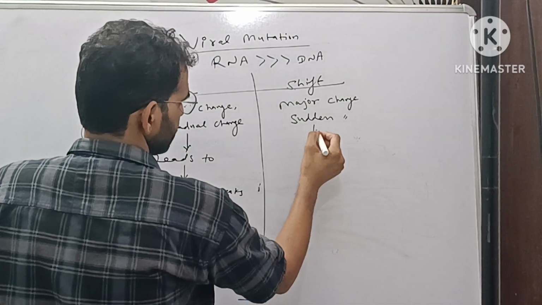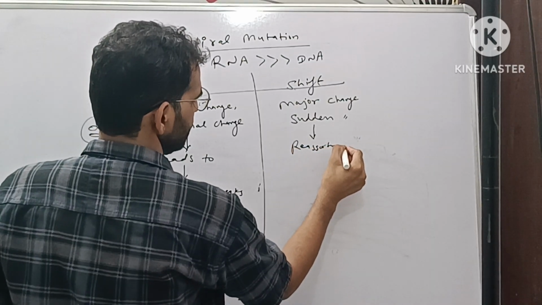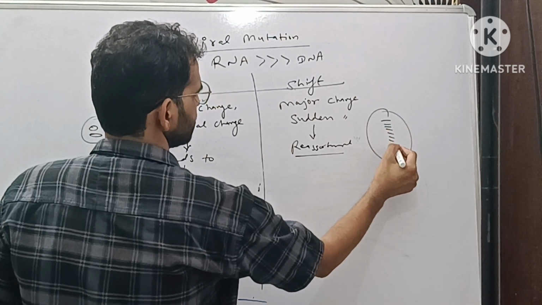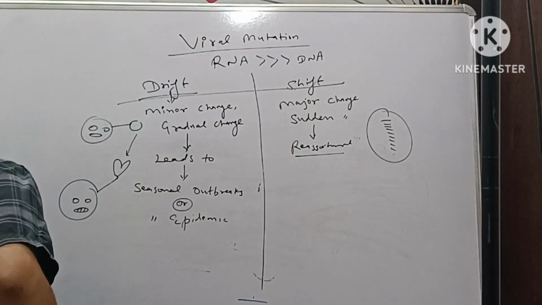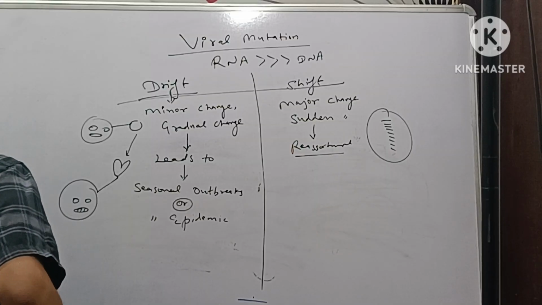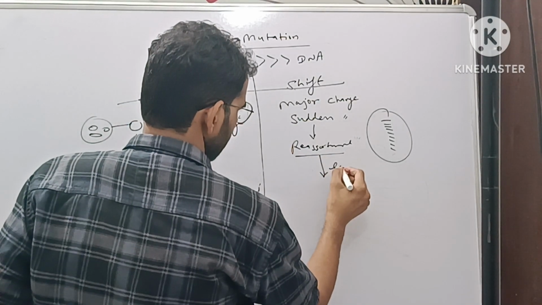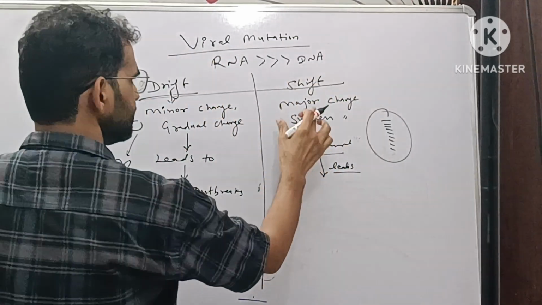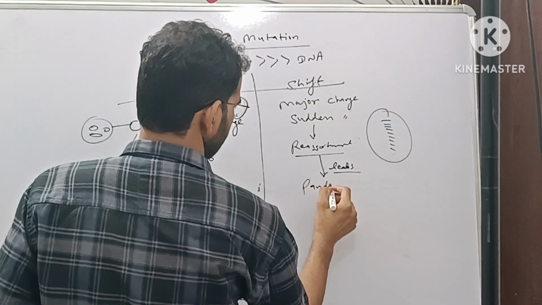Then we discussed the shift. Why does it occur? Because of reassortment of these 8 segments. If there is reassortment, then what may it lead to? This genetic shift leads to pandemics of influenza.